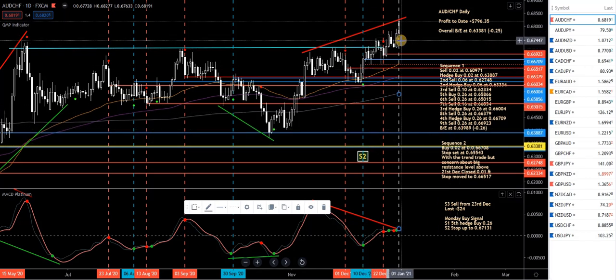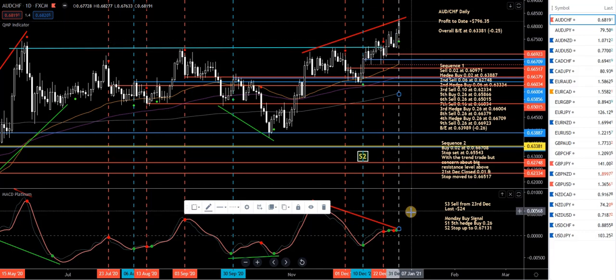MT4, MT5 don't show what's coming up on the Monday with regards to these dots. It's something about TradingView I like. It's good because it gives you a good heads up what's coming up on the new open. So that's the Aussie Swiss.